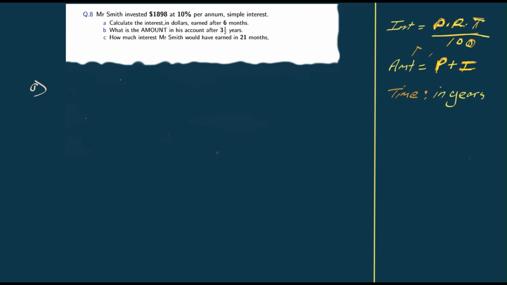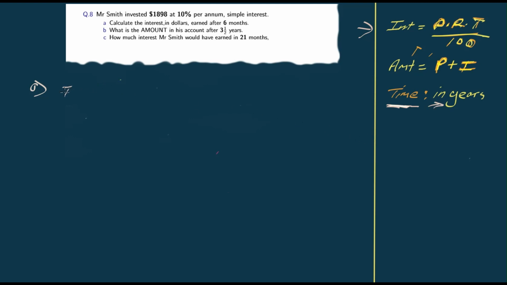Looking at question 8, we have to calculate the interest earned in 6 months. So the interest formula is given across here: interest equals principal by rate by time. However, remember time has to be in years. So time must be in years.